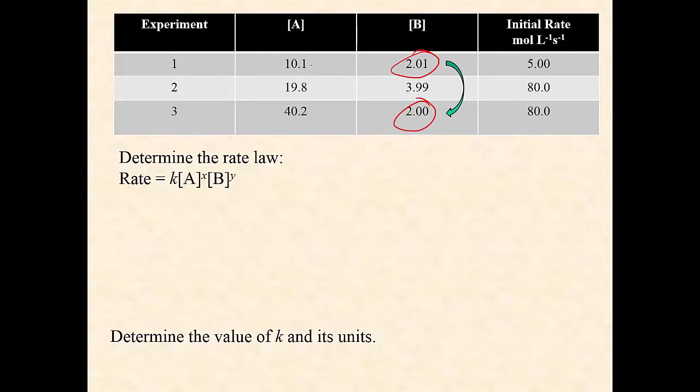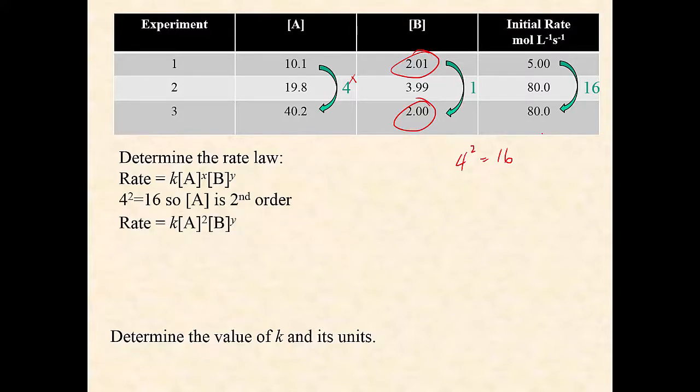Okay, so what happened then? Between trial 1 and trial 3, you quadrupled your rate. So then you have to say, okay, so what happened here? So 80 divided by 5, that's a 16. So 4, to what power will give you 16? Well, 4 squared is 16. That's telling you that A is second order.